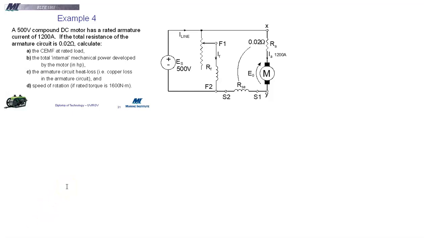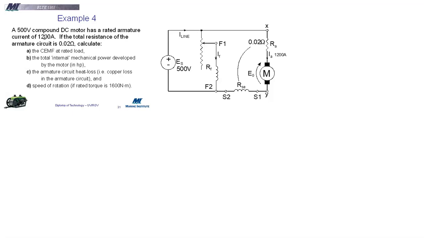Okay, so for example number 4, we have a 500 volt compound DC motor with a rated armature current of 1200 amps. And so that's a very large value of voltage for the power supply and a very large rated current for the armature. So we can believe probably that maybe that's a large motor, drives a very heavy piece of machinery, could be rolling paper in a paper mill, rolling sheet steel in a steel mill, or something like that.